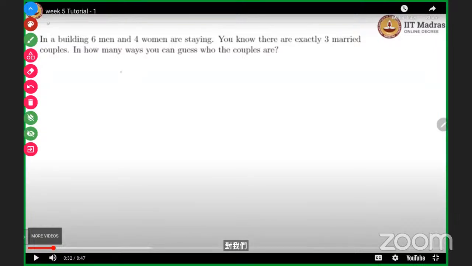In building six men, my approach was a very simple approach. I thought, okay, there are 6 men and 4 women, so the maximum number of pairs possible would be 6 multiplied by 4, which is 24. Now, in how many ways can you guess who the couples are?